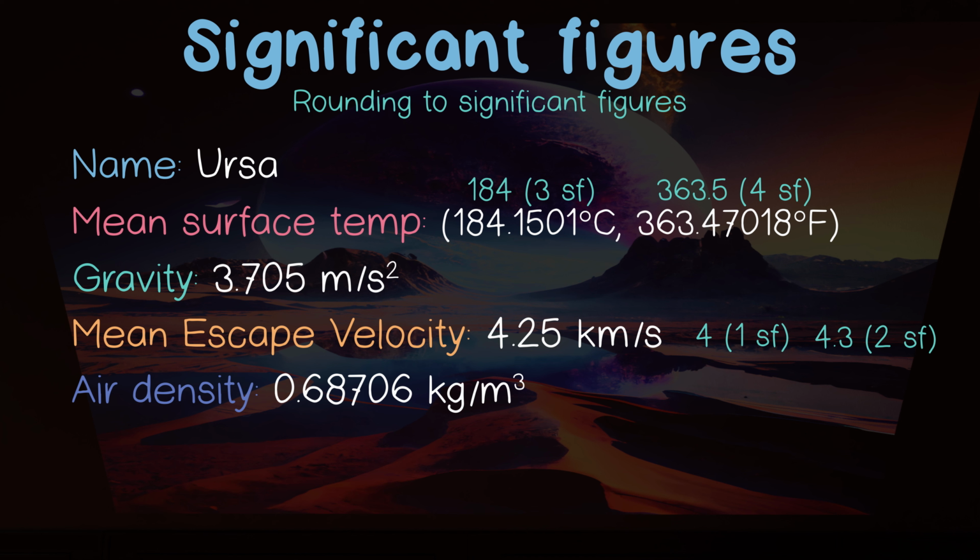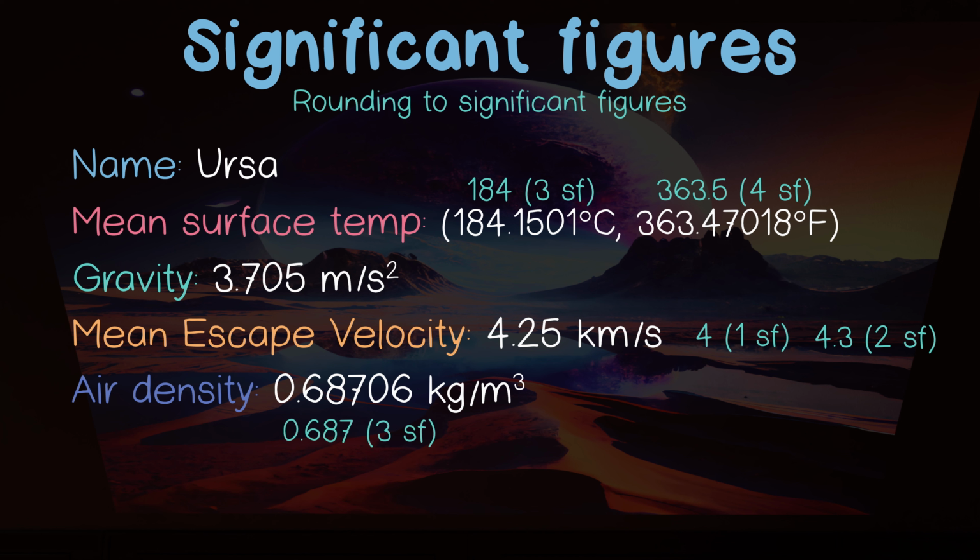Our air density was 0.68706, about half of that of Earth's, so objects would move a lot faster through the air on planet Ursa. And let's try rounding this to significant figures. To 3, we ignore the first 0 because it's before a significant figure. Count out 3 from our first and look at our decider, and it's a 0, so we round down.